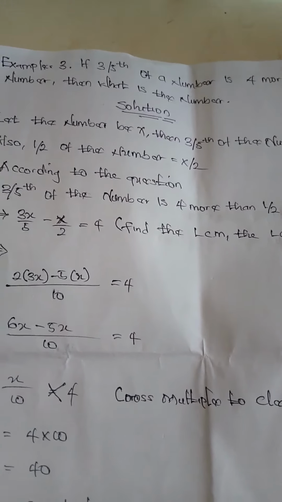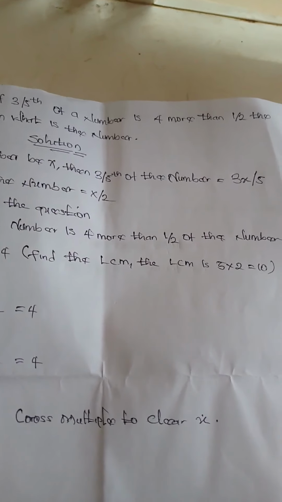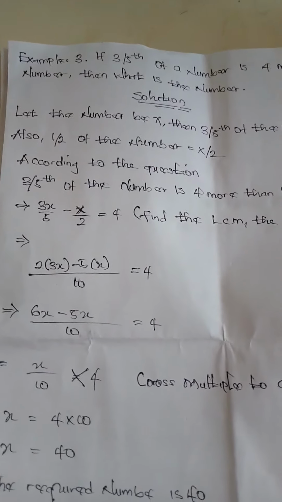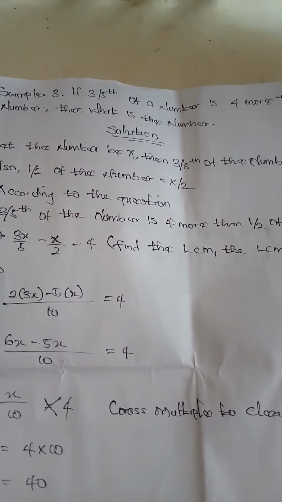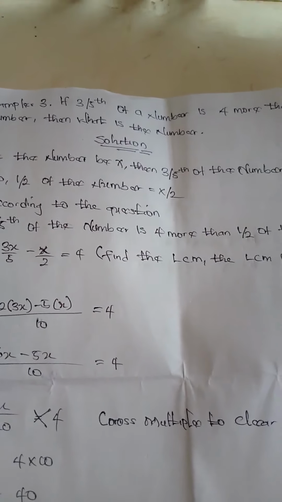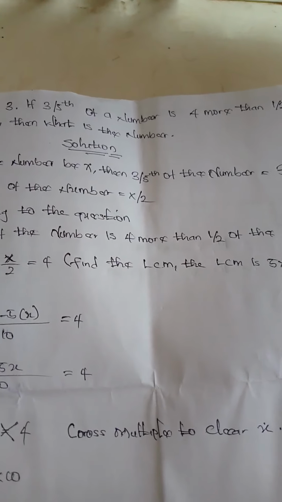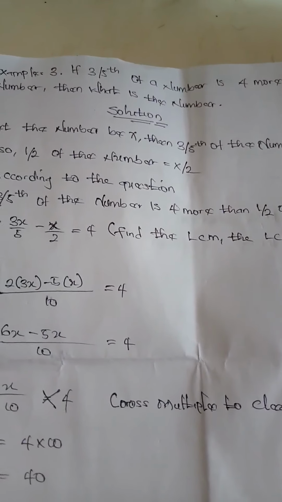Then 1/5 of the number will be x over 5. Also, half of the number will be x over 2, because x times 1 over 2 is x over 2.